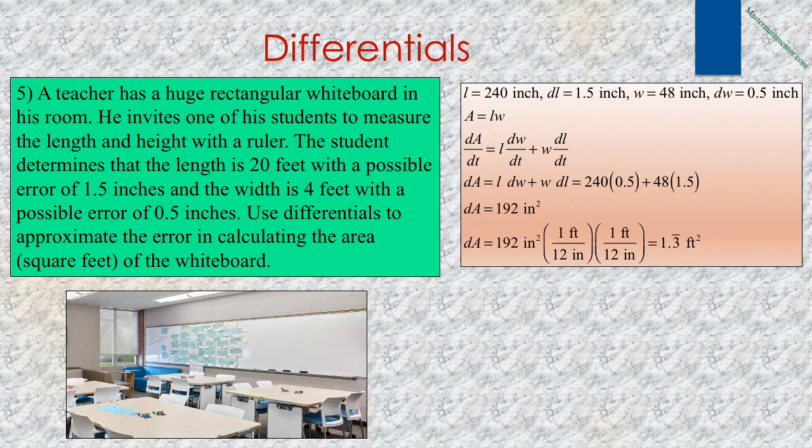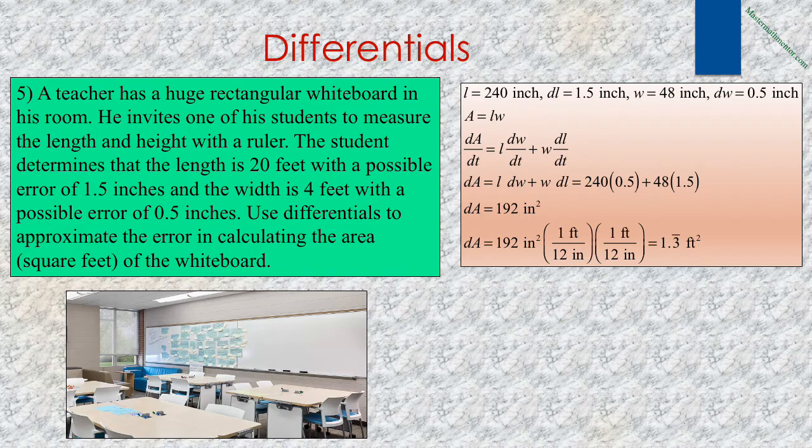As with problems of this type, when we have mixed units, we have to decide which unit we want to work in. First, we'll decide to work in inches. So L, length, is equal to 240 inches, and dL is 1.5 inch. W is equal to 48 inches, and dW is 0.5 inch. We use our formula for area, A is equal to LW, and now we take our derivative. We can take our derivative with respect to any variable we want to. I will choose a mythical t.